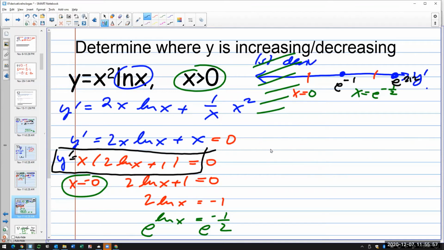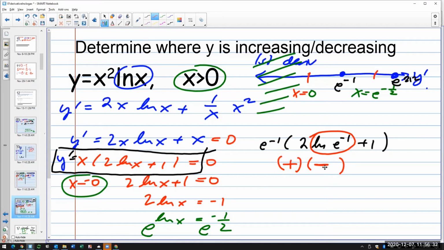Let's plug in e to the negative 1 first. I'll get e to the negative 1 times 2 ln of e to the negative 1 plus 1. Remember, I only need to figure out positive or negative. What is ln of e to the negative 1? It's negative 1. What's negative 1 times 2? Negative 2. What's negative 2 plus 1? Negative 1. So it's a negative number. I just need to know negative or positive. Now e to the negative 1, be careful. Is that a positive or a negative number? It's positive. Even though there's a negative exponent, that's a positive number. So positive times negative is negative. So I've got negatives there.